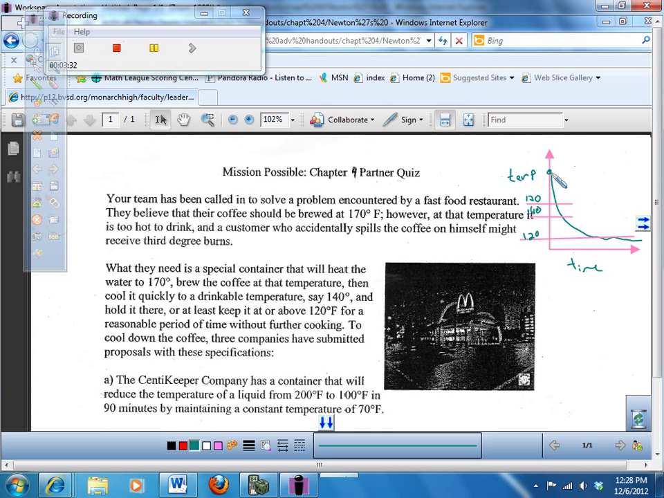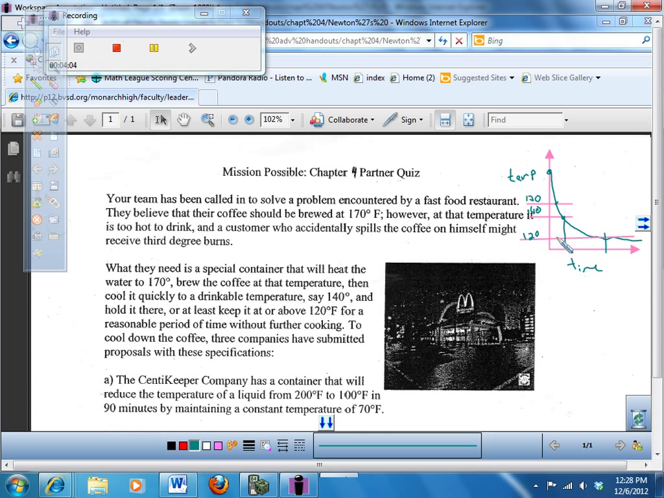But your coffee is going to start at some temperature. We'll talk about that in a minute, like down here with letter A. And it's going to get to 170. Once it's at 170, that's the brewing temperature, and you want the coffee that cools down from 170 to 140 relatively quickly. And the reason you want that is because you can't really serve your coffee until it's at 140 degrees, otherwise people will burn themselves. But you also want a coffee, or the container, that will stay in this zone for a relatively long period of time.